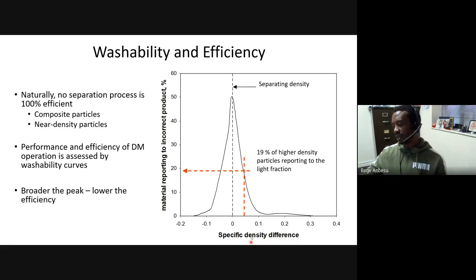So instead of maybe using 1.5, we may say, okay, there are lots of particles with a media density of 1.5. So let's say maybe use a different media, maybe 1.4, and see what near gravity particles we get in that proportion and so on. Obviously, it also depends on what you want to reject and what you want to float as well, and therefore you need to have that consideration in there. But regardless, we need to assess what is the fraction of near gravity material.